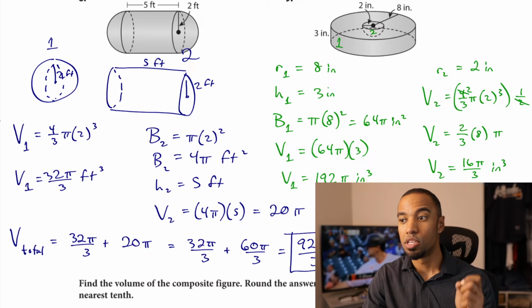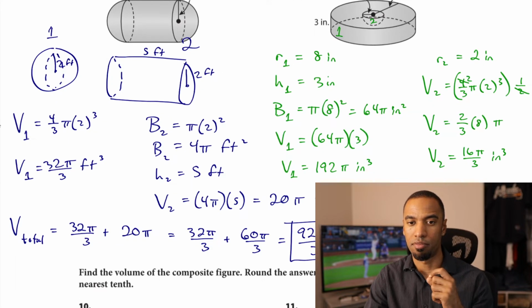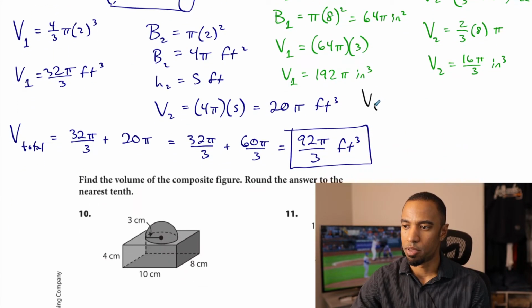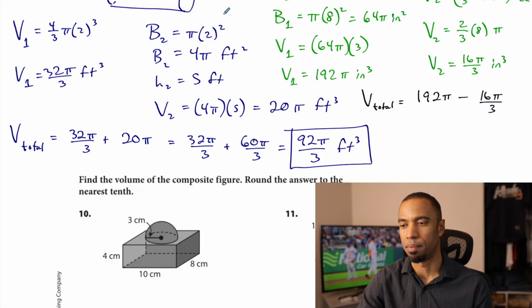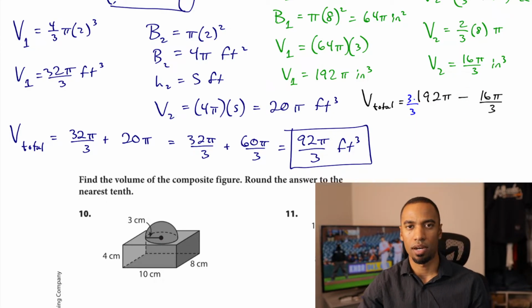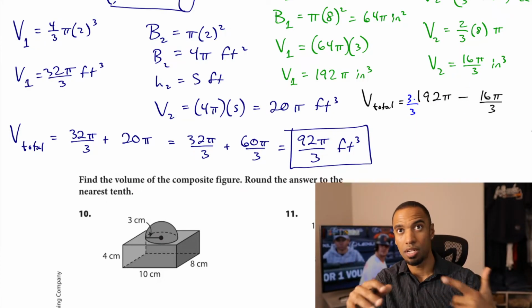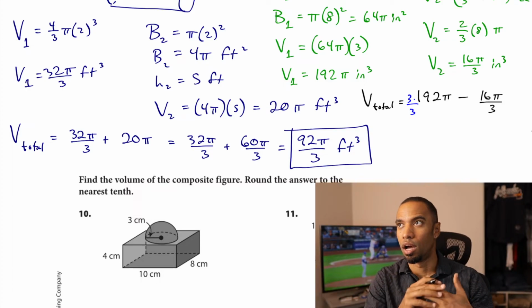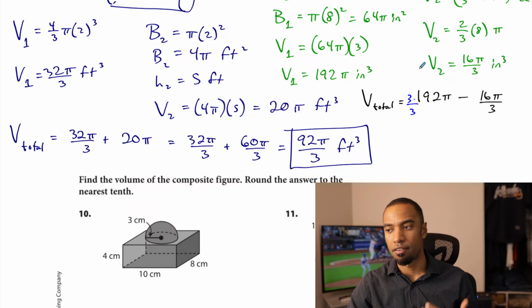And now we have to subtract the volume of the hemisphere from the volume of the cylinder to get the volume of the total. Once again, it looks like a common denominator is going to have to come into play. We have 192 pi minus 16 pi over 3. I've got to multiply top and bottom of 192 by 3 here. 200 times 3 is 600, minus 3 times 8, which is 24, which is 576.